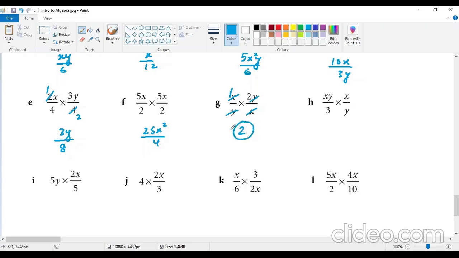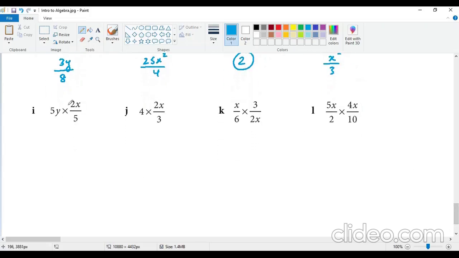In here, you can cancel this y with this y. So as an answer, you have x squared over 3. Moving on to the next question. 5y, better to write as 5 over 1, and 2x over 5. So this 5 cancel with this 5, and you'll have 2xy as an answer. Again, in this type of question, when you have 4 over 1 and 2x over 3, that means you have 8x over 3. This one cannot be reduced or simplified.